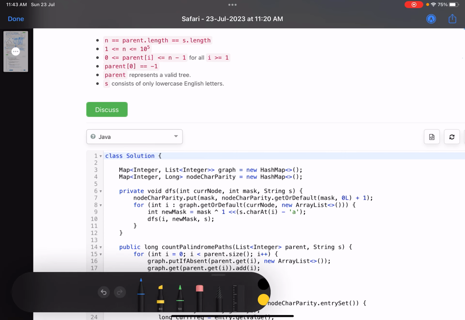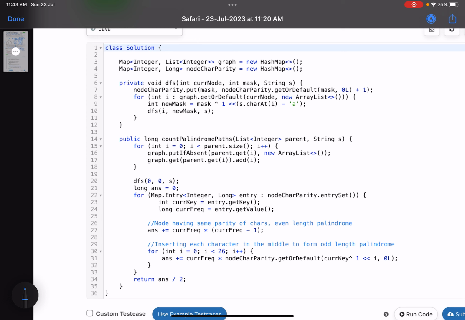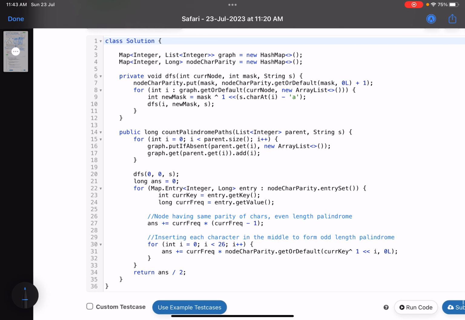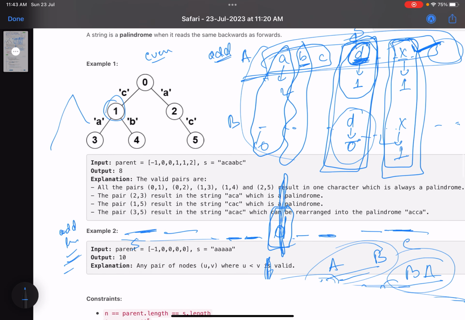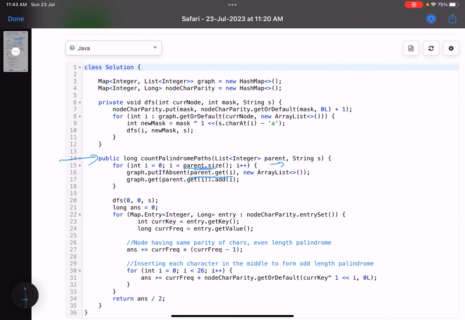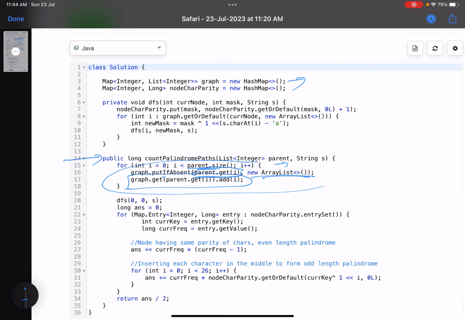The code is very small. Let me just walk you through the code. You can just see that. So just see, this is the function, right? And here what we are doing, we are constructing the graph or tree, whatever you call it. How we are constructing, just see. For all of them, I'm keeping account of whatever the parent is. For example, in this case, 1 will have entries 3 and 4, 0 will have entries 1 and 2. So the parent will keep entries for its child nodes, okay? Simple. So graph.putIfAbsent: if the current parent does not exist in your hash map, insert a new array list and then add the current child node there. This is basically the construction of the graph.